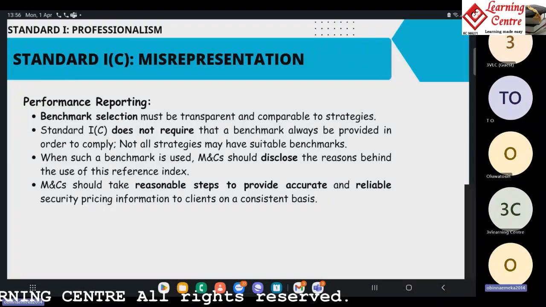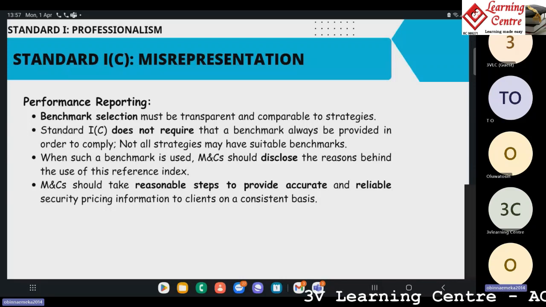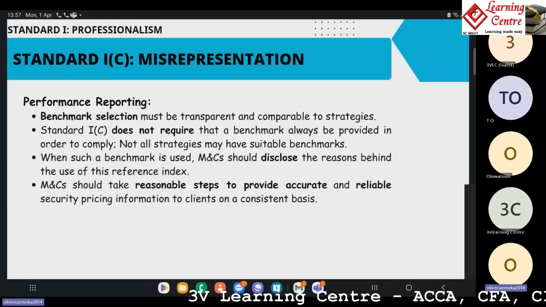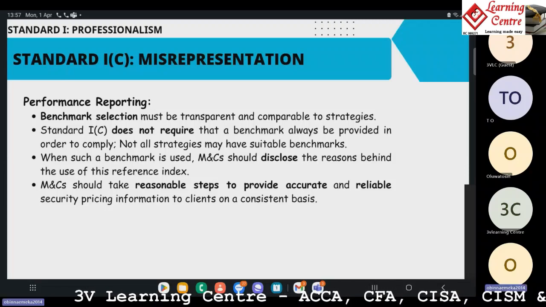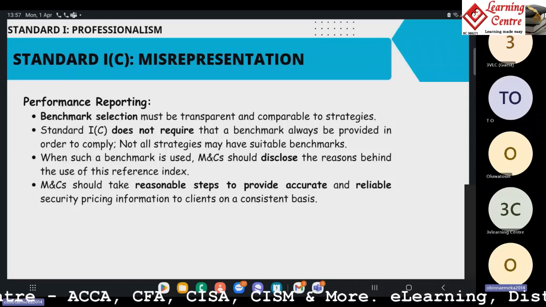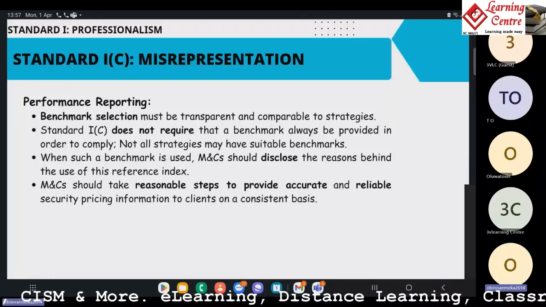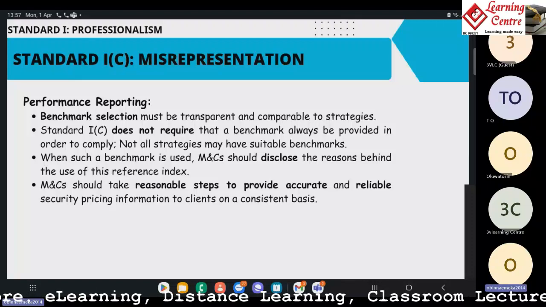But if you are going to provide a benchmark, then you must make sure that the benchmark is transparent, and also comparable to what you are actually doing. It's not like you are managing large cap equities but the benchmark you are using is small cap equities. If you are managing large cap equities, you need to look for a benchmark that also uses a large cap equity strategy. So it has to be comparable.